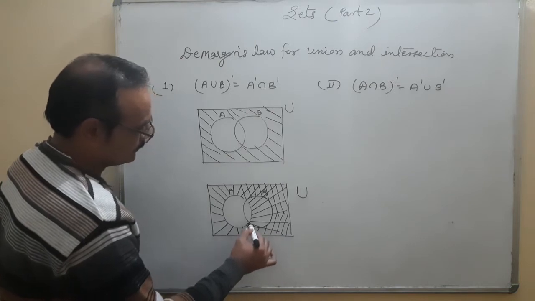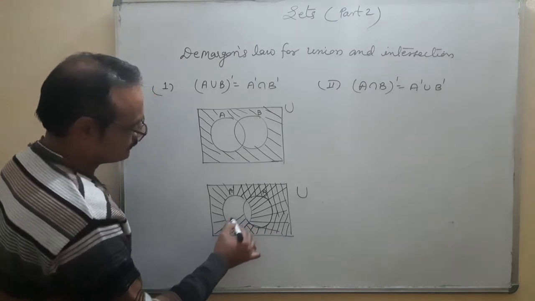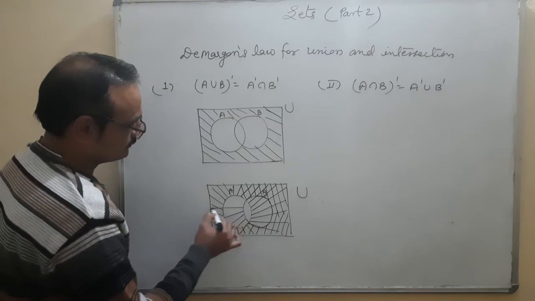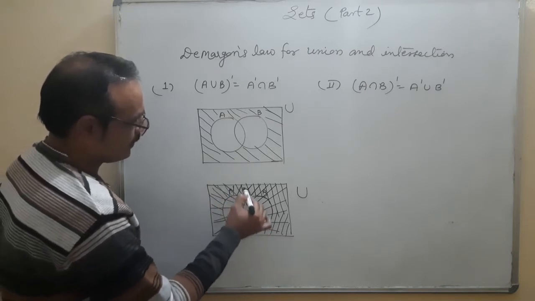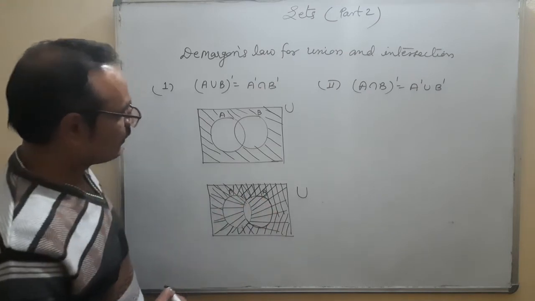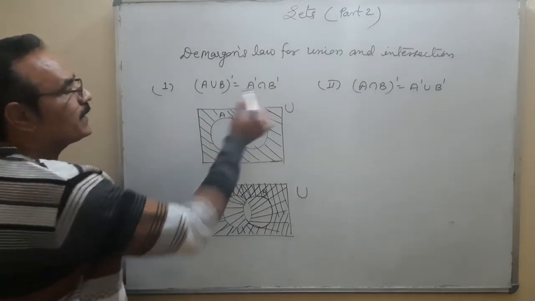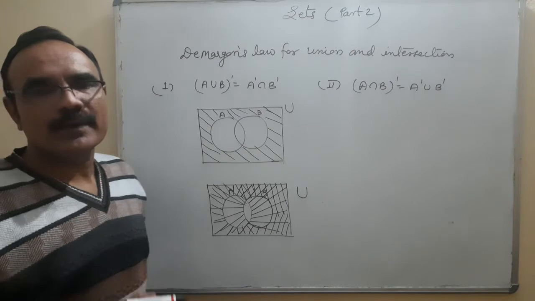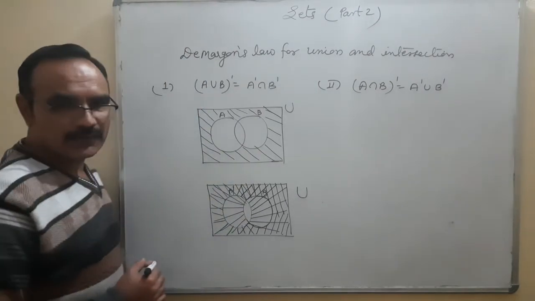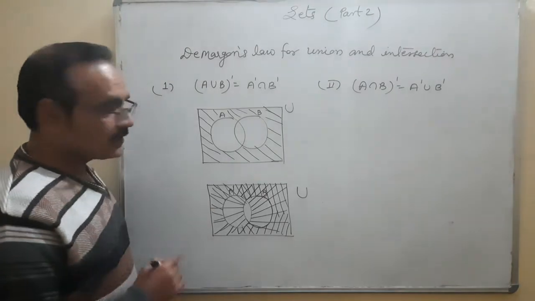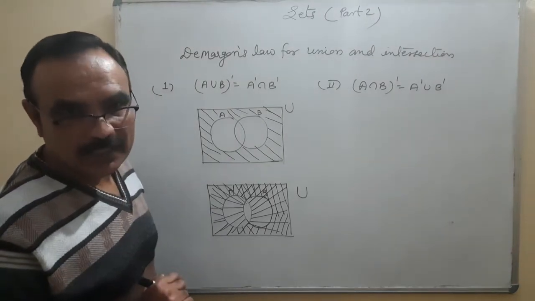Away from B. Okay. A complement, B complement, A complement intersection B complement. That means the common portion. So how to identify the common portion? You can see that the portion which is shaded two times is a common portion.